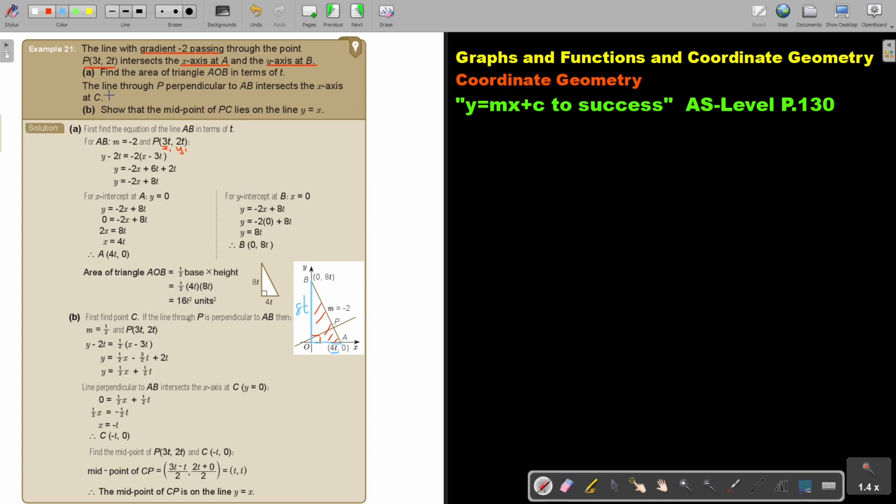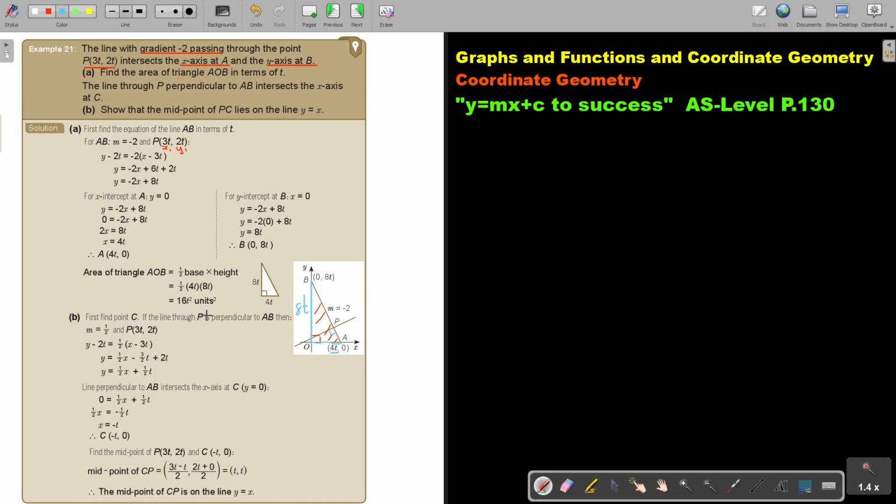Now, the line through P perpendicular to AB, so again it's going to cut with 90 degrees, intersects the x-axis at C. Okay, so it's going to intersect there at C. Show that the midpoint of PC lies on the line y equals x. But let's start: first find point C.